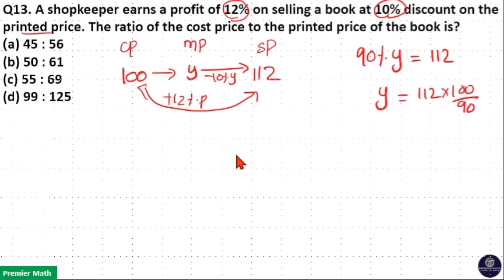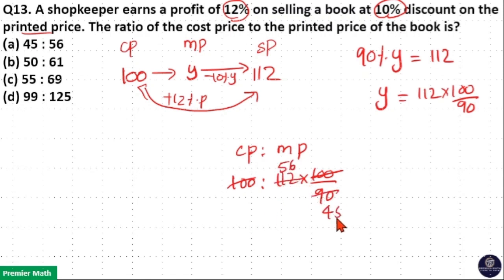Then if I take cost price is to mark price ratio, cost price here is 100 rupees and mark price is Y. Y is equal to 112 into 100 by 90. Now 100 cancels. 2 goes 56 times in 112, 2 goes 45 times in 90. Then your ratio is 45 is to 56. So option A is your answer. Either you can do it this way or you can take the ratio directly.